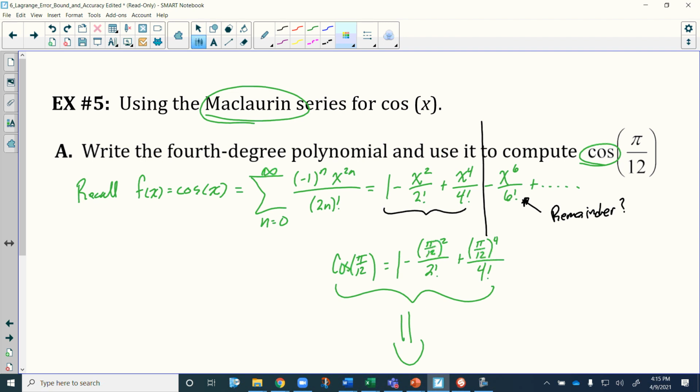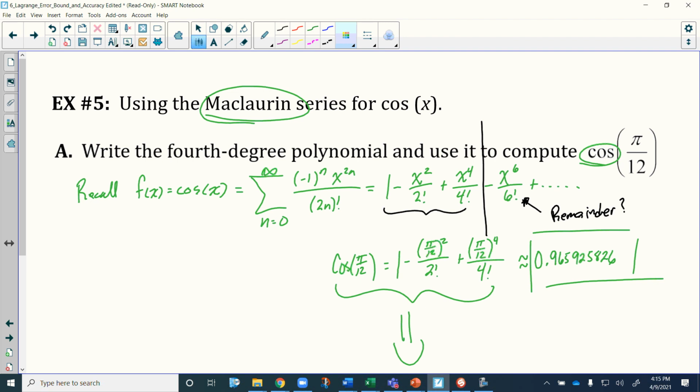The only other thing, and use it to compute. Okay, so yes, it does ask us to do that. Use it to compute cosine of pi over 12. So that would be approximately equal to 0.965925826. So there we go. There's the approximation of cosine of pi over 12.